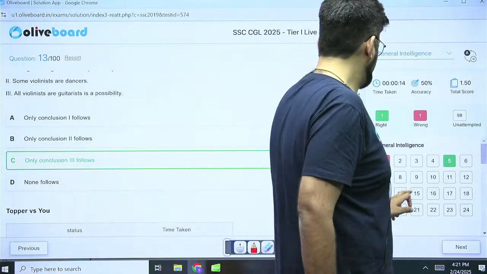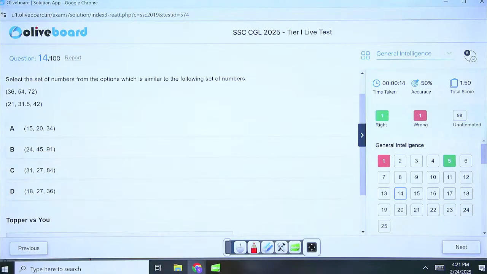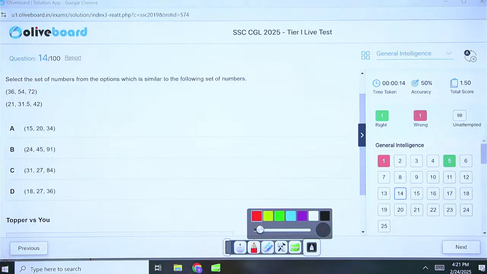Interesting. Next, question number 14. Number set. What happened?